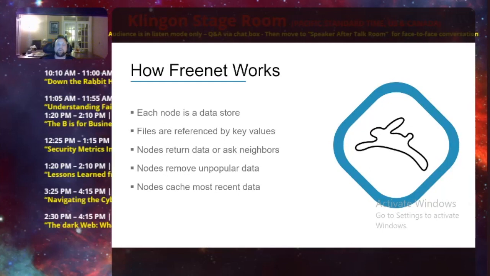Now, keep in mind, we're storing files, right? And nodes remove unpopular data. So that means that if we get to a point where our hard drive is full or the amount of space that we have given to Freenet hits that maximum, it is going to start simply removing data from our node, and it determines what data to remove by how often it's been accessed and the last time it was accessed. So if I'm deleting data, it's basically going to remove the piece of data that has been accessed the least or accessed the furthest time away.